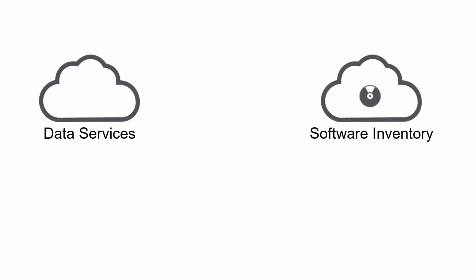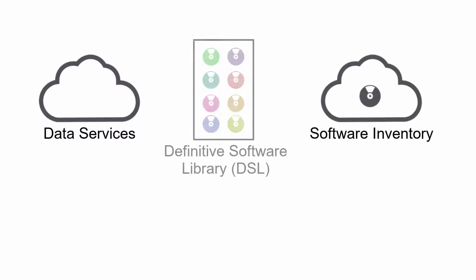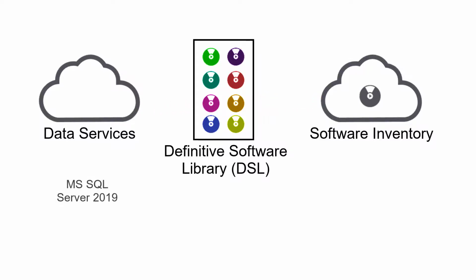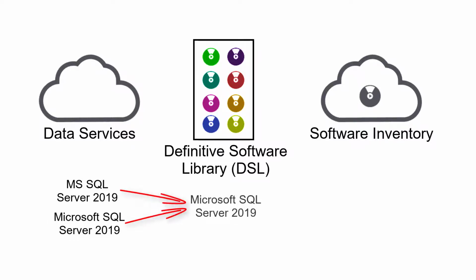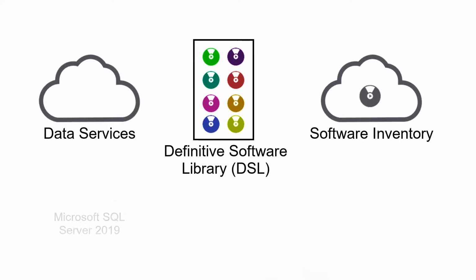This data is held in the cloud in Ivanti Data Services and is then used by another Ivanti service called Software Inventory. This service takes the software data from data services and matches it to items in the Ivanti Definitive Software Library. This means, for example, that if your discovered software data includes an instance of MS SQL Server 2019 and an instance of Microsoft SQL Server 2019, they will both be identified as the same software title, and the definitive title of Microsoft SQL Server 2019 will be used for both.